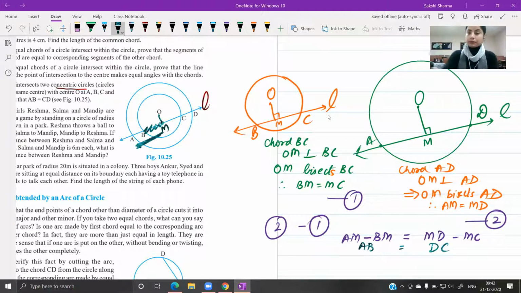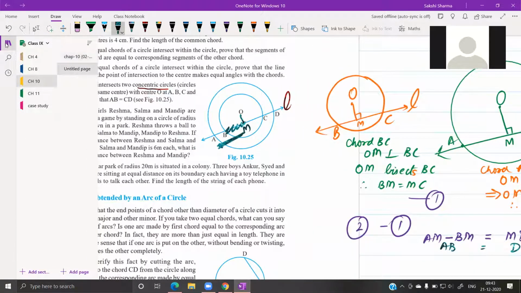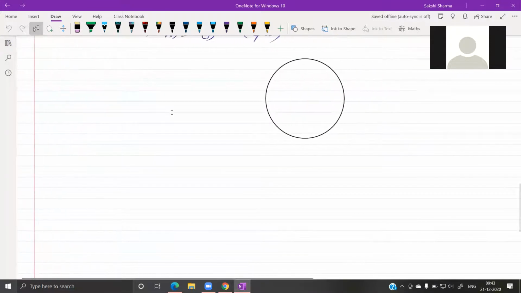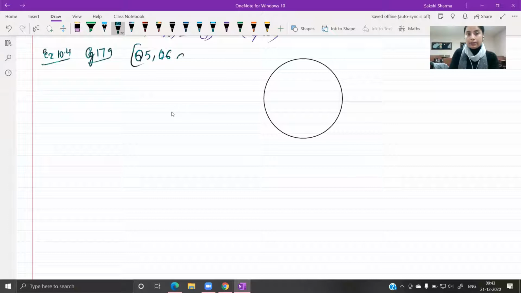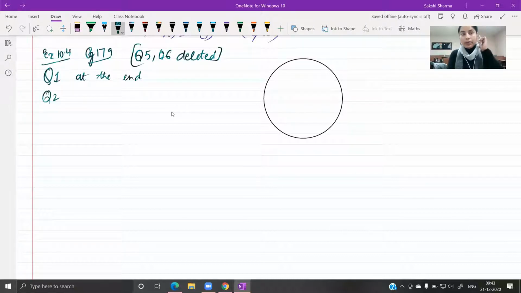Shall we write down? Maybe you've already done. You can do this now on your own. Let's write it down. So this is exercise 10.4, page number 179. Questions 5, 6 are deleted. And question number 1 we'll do at the end. You could even try question 1 actually on your own. So question number 2, I need concentric circles. Let's just draw.